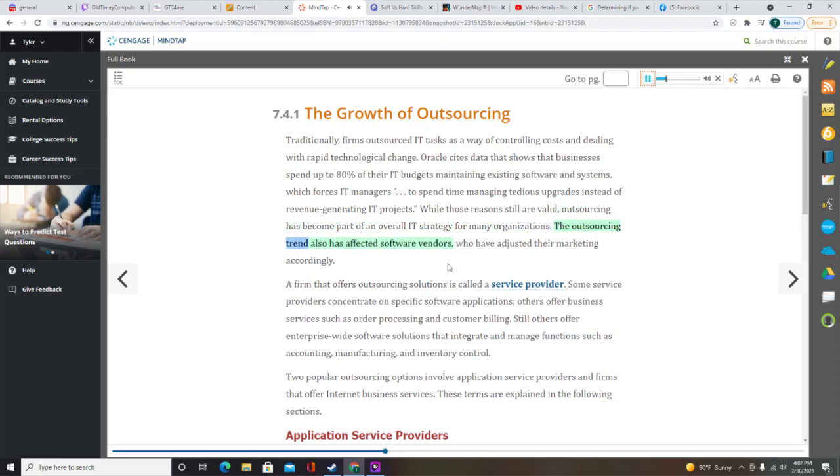The outsourcing trend also has affected software vendors, who have adjusted their marketing accordingly. A firm that offers outsourcing solutions is called a service provider. Some service providers concentrate on specific software applications. Others offer business services such as order processing and customer billing. Still others offer enterprise-wide software solutions that integrate and manage functions such as accounting, manufacturing, and inventory control. Two popular outsourcing options involve application service providers and firms that offer Internet business services. These terms are explained in the following sections.